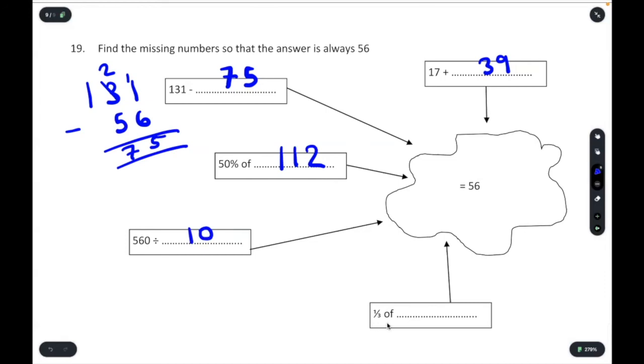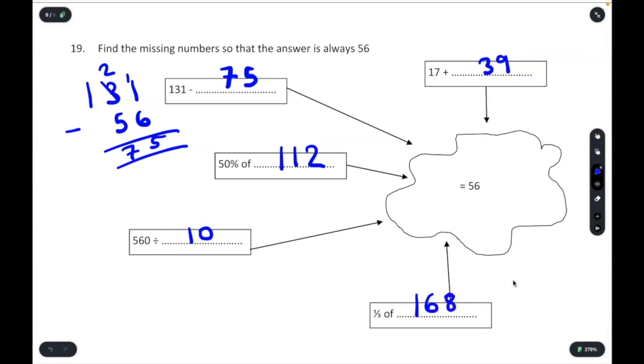Then here it says 1/3 of something is 56. That means we need to do 56 times 3, just like here we did the reverse. So 56 times 3, well, 50 times 3 is 150. 6 times 3 is 18. Add the two together is 168.